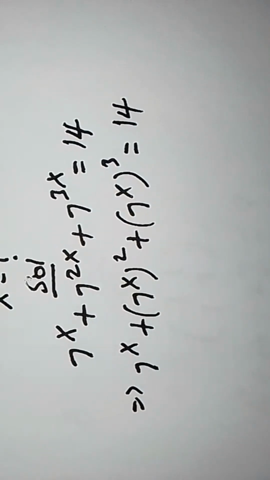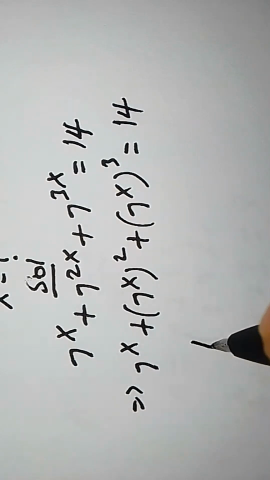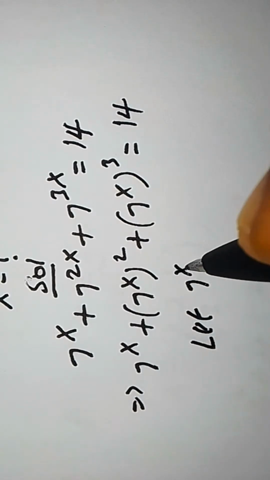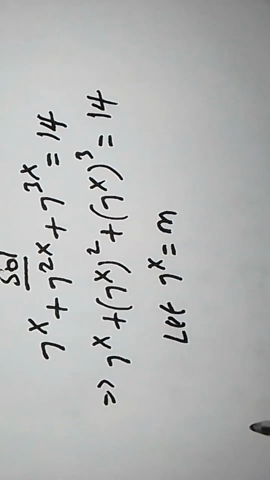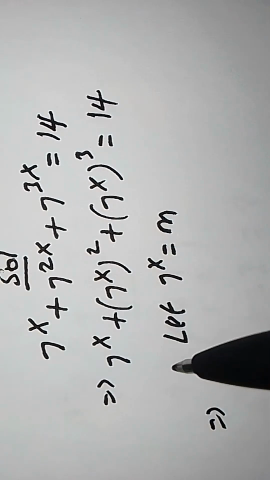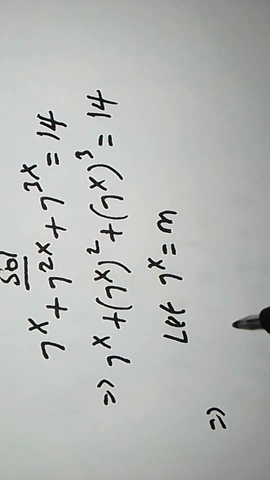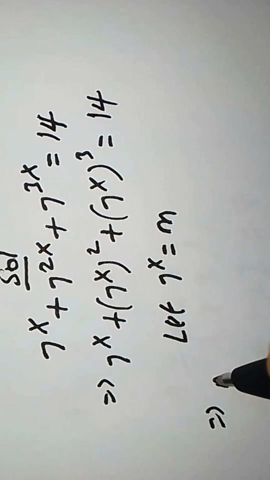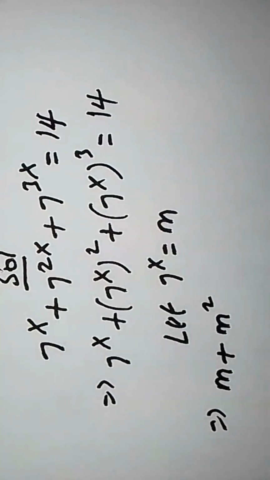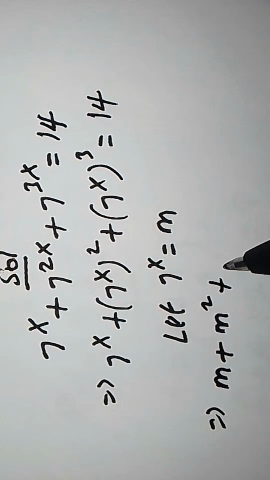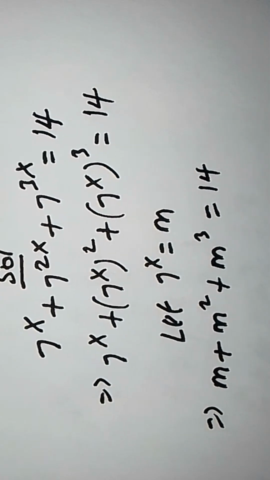You will see that 7 raised to x is common. Now, let's suppose 7 raised to x is equal to m. This implies that anywhere we see 7 raised to x, we have to replace it with m. So we have m plus m square plus m cube equal to 14. Let's proceed further.